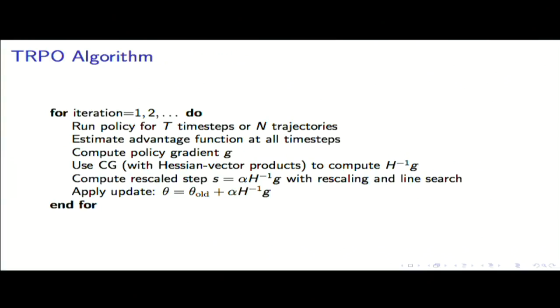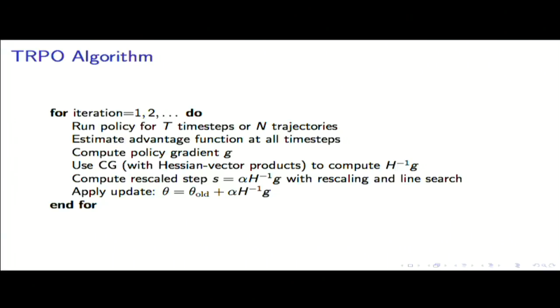Okay, so you do a line search, and the whole algorithm looks like this. You run your policy for t time steps or n trajectories. You estimate the advantage function at all time steps. You compute the policy gradient. Use conjugate gradient to compute H inverse G, where H is the Hessian. This is your step direction.